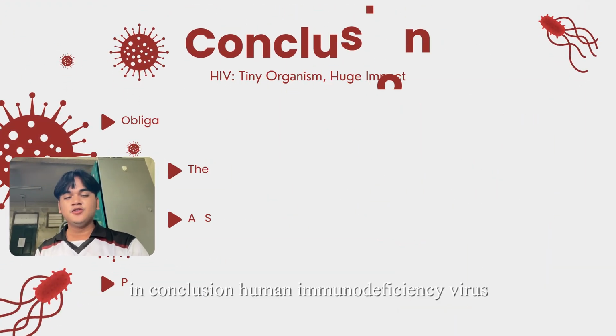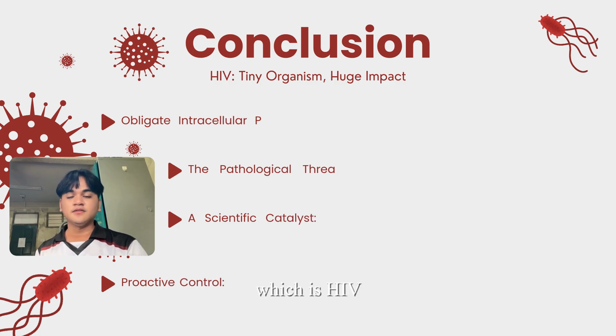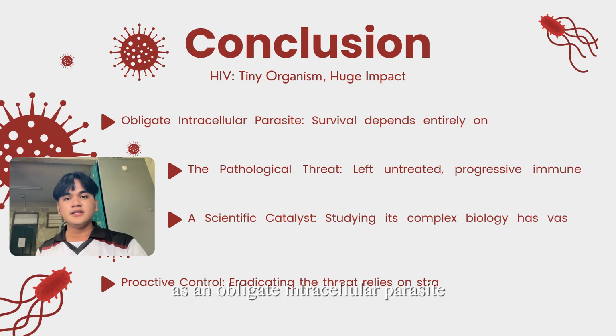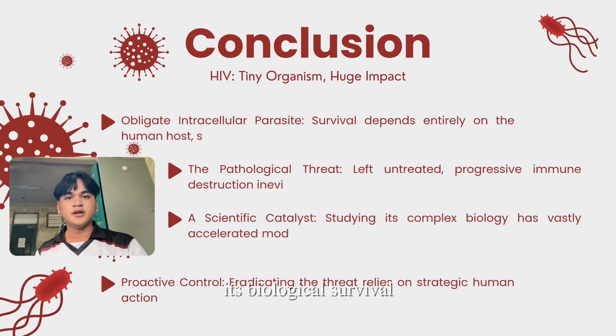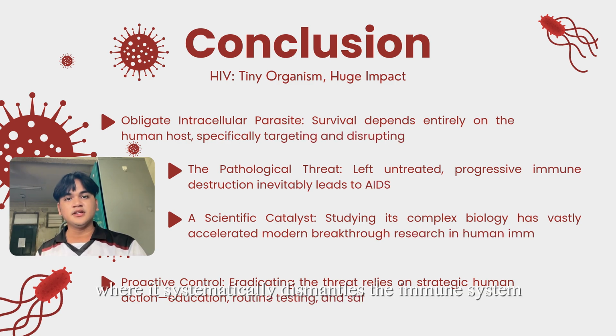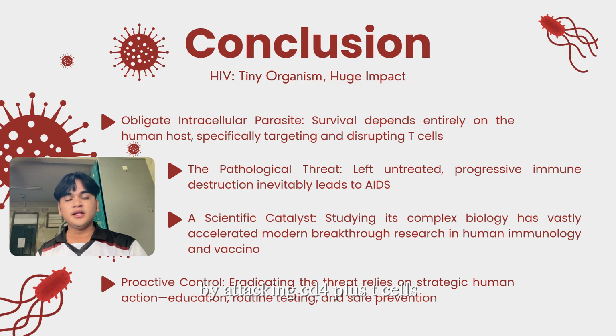In conclusion, human immunodeficiency virus, which is HIV, remains a profound example of a tiny organism with a massive global impact. As an obligate intracellular parasite, its biological survival relies heavily on the human host, where it systematically dismantles the immune system by attacking CD4 plus T cells. Left untreated, this vulnerability inevitably progresses to AIDS. However, our relationship with this virus is dualistic. While it poses a severe pathological threat, studying HIV has drastically accelerated our understanding of human immunology and modern vaccinology.